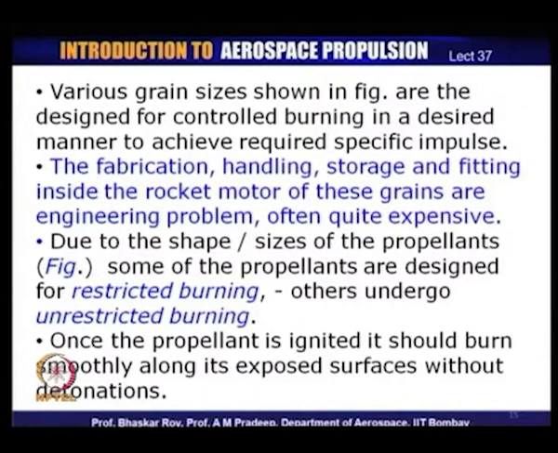And in solid propellant rockets, the control of the burning is built into the shape and size of the propellants, which as we now see are called grains. Now, these are fabricated. Since they are solid bodies, they have to be fabricated. They would need to be handled, stored after the fabrication in a factory, and then later on fitted inside the combustion chamber of the rocket motor.